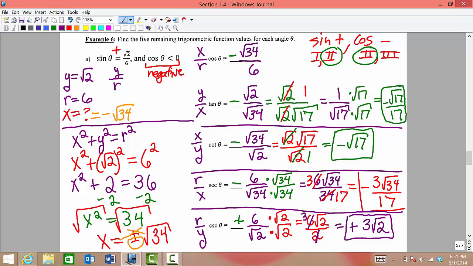So we have found our cosine value, our tangent value, cotangent value, secant value, and our cosecant value. You want to make sure that you're careful to simplify and rationalize your fractions.